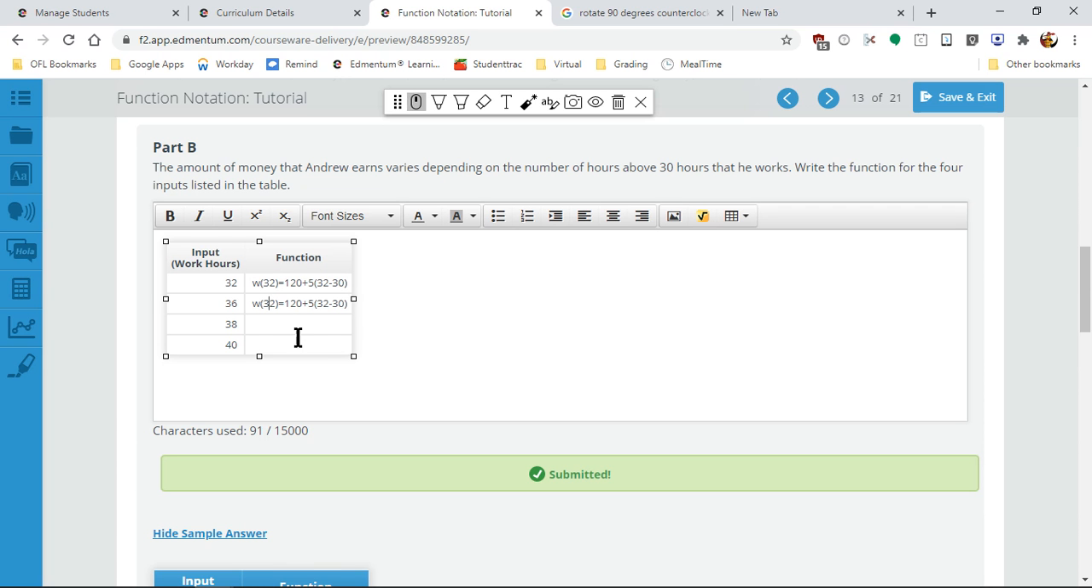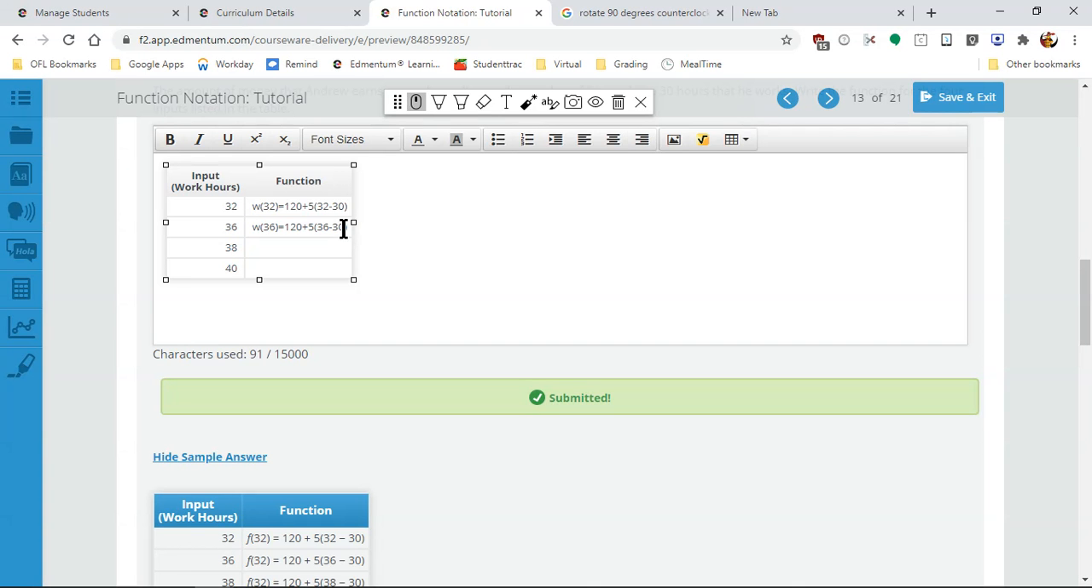If our input is 36, we're going to change this 32 to 36. And we're going to change this 32 to 36. And that's how we can keep applying this function to any number they give us.